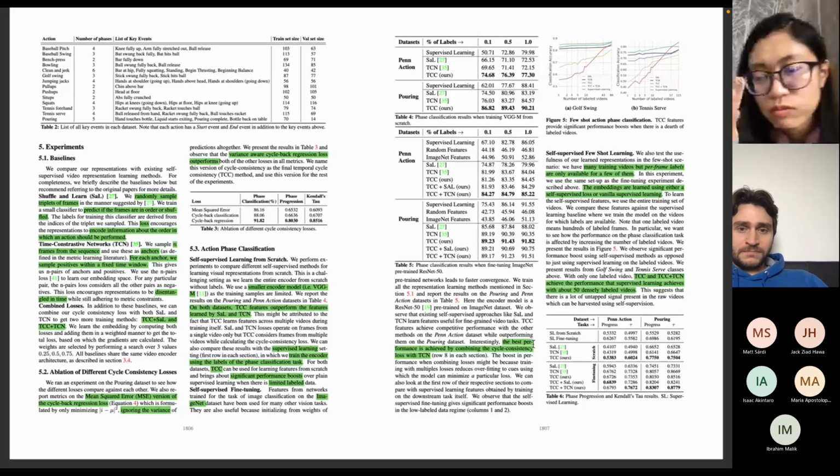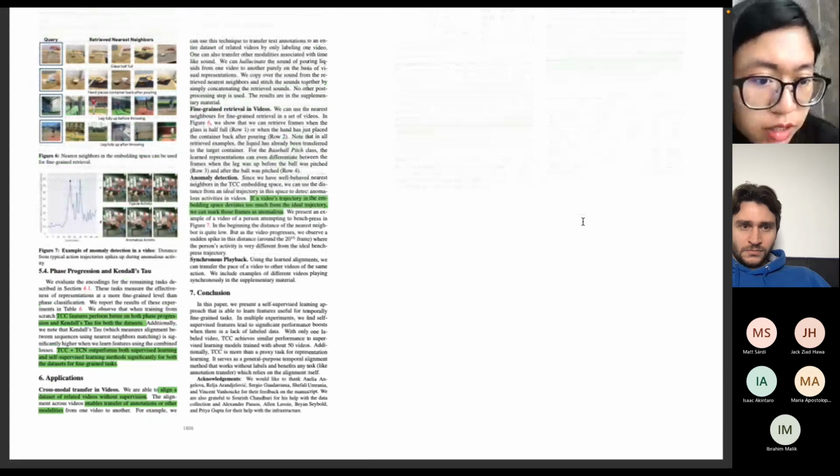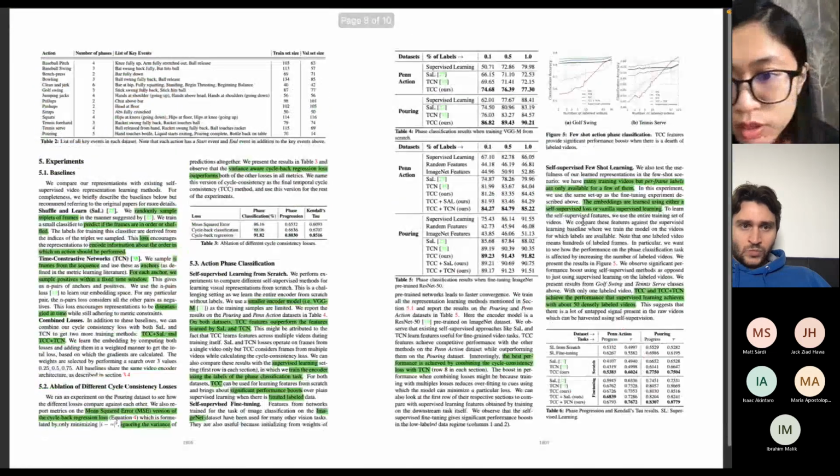Mm-hmm. Okay. Next page. Yeah, I think it's the last bit of this.